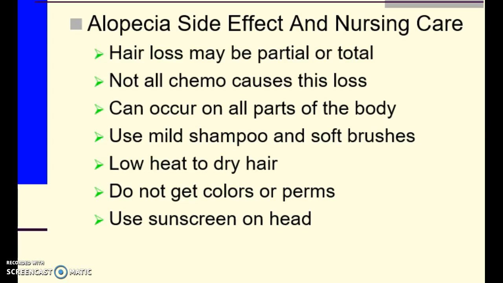Not all chemo causes this loss because, like I said, if it has to deal with cellular reproduction, then they'll lose their hair, and if the chemotherapy doesn't work that way, they won't. They can lose the hair on every part of their body. You want to encourage the patient to use very mild shampoo, soft brushes. Hair dryers are dangerous. No coloring or perming the hair because that'll just make it fall out. And then when they're bald, they need to use sunscreen on their head.